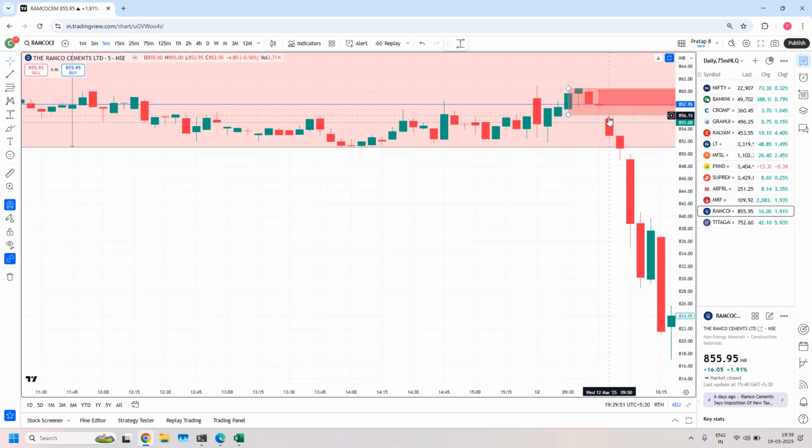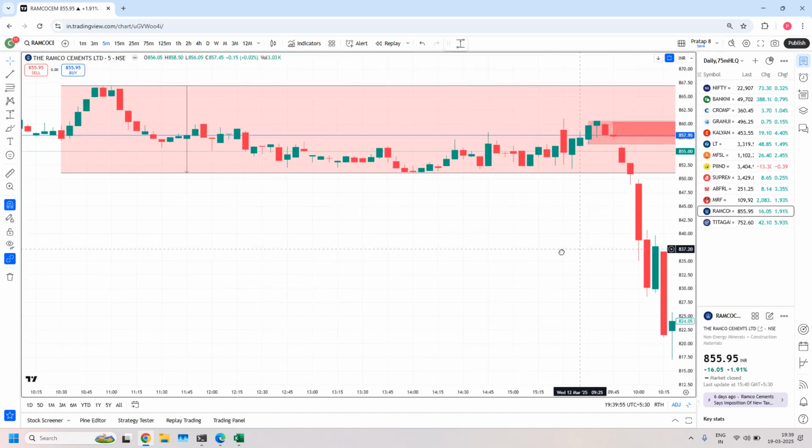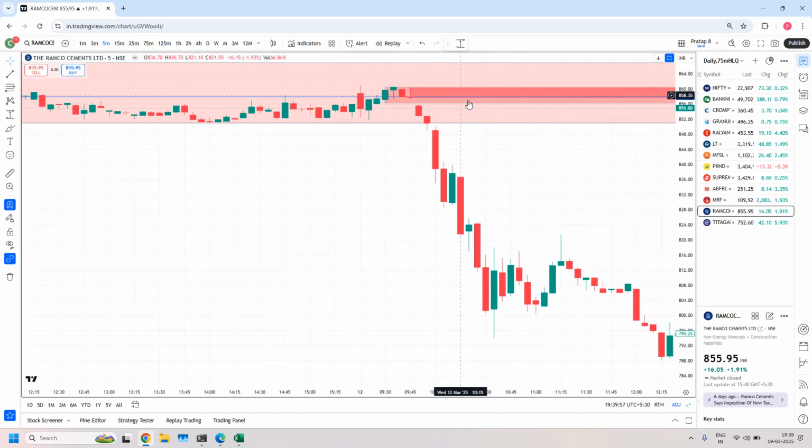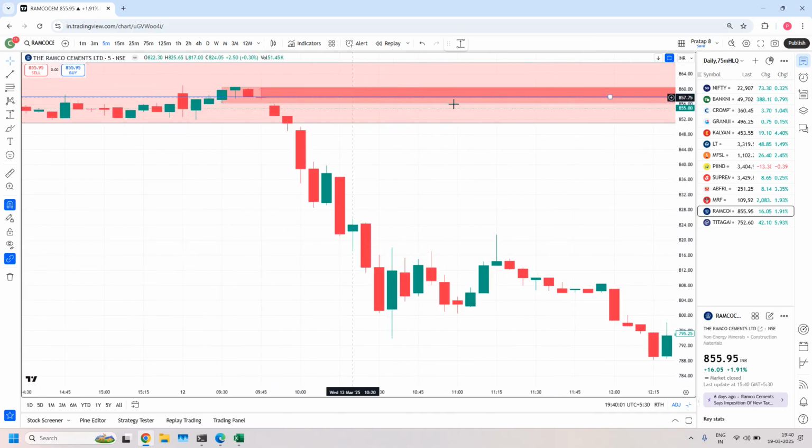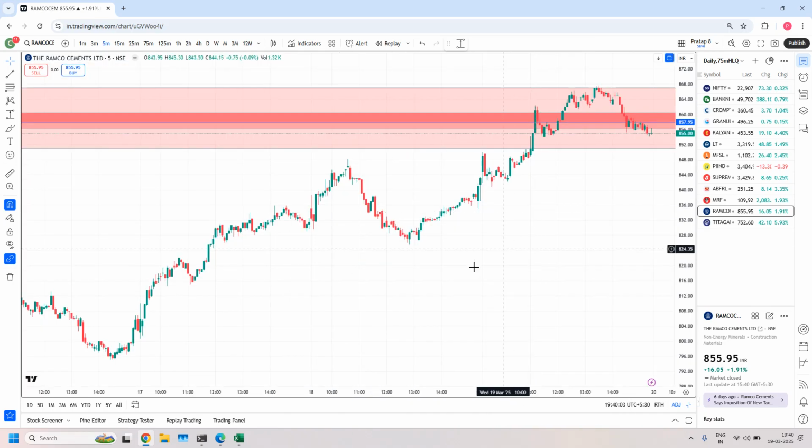You have to add the hidden body. It is a big drop candle. And this is the 5-minute zone. But why have I drawn this blue color line? That is important.